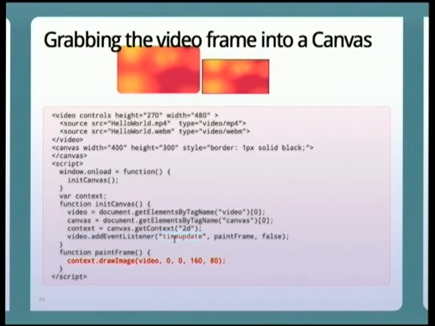So at that time update, we're calling this paint frame function. And all we do is draw an image from the video element. It's as simple as that. We pull an image from the video element and we throw it into the canvas. Done.